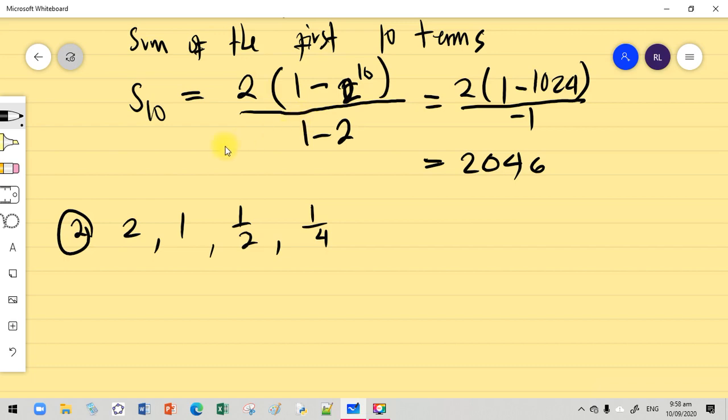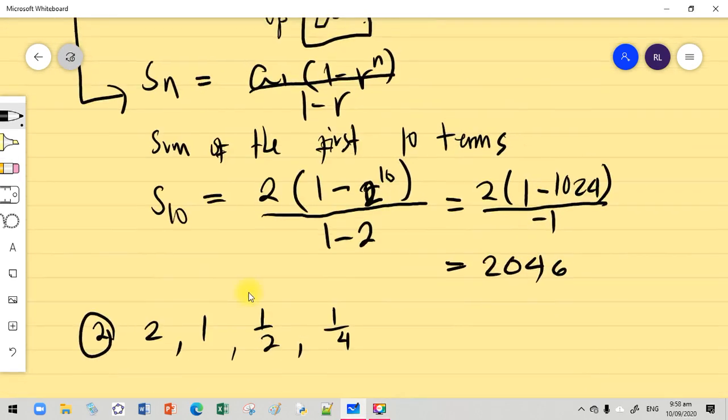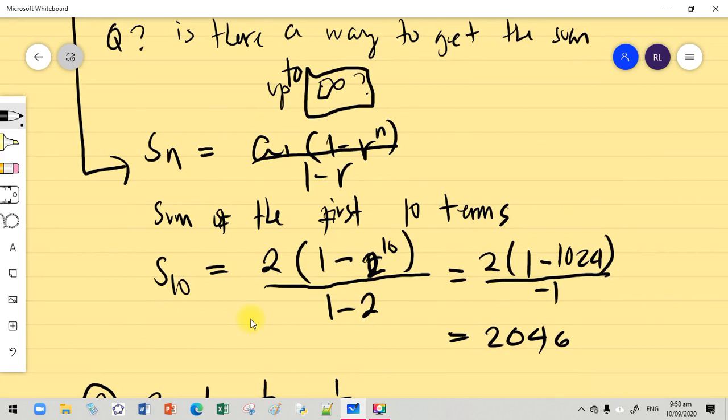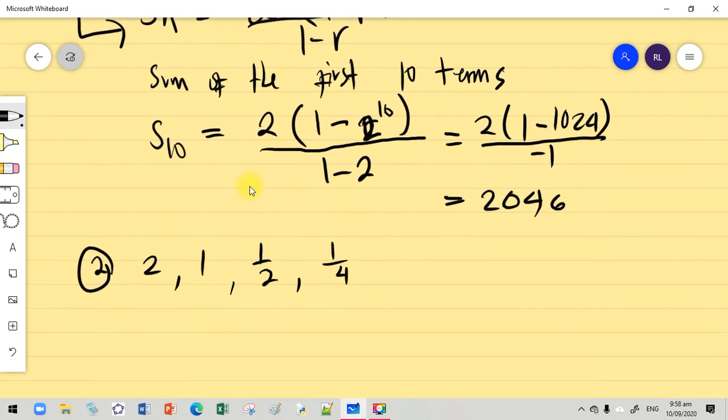Anyway, how do we derive the formula? We're going to talk about that in our next video. There's another video for how we get S sub n equals a sub 1 times (1 minus r raised to n) over 1 minus r. I'm going to provide another video for that for understanding purposes.